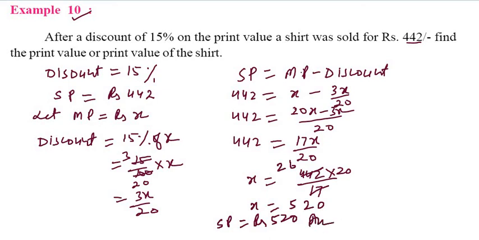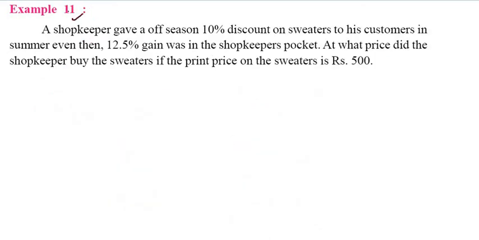Now come to the next question. A shopkeeper gave an off-season 10% discount on a sweater to his customer in summer even. Then 12% gain was in the shopkeeper's pocket. At what price did the shopkeeper buy the sweater if the print price on the sweater is rupees 500?